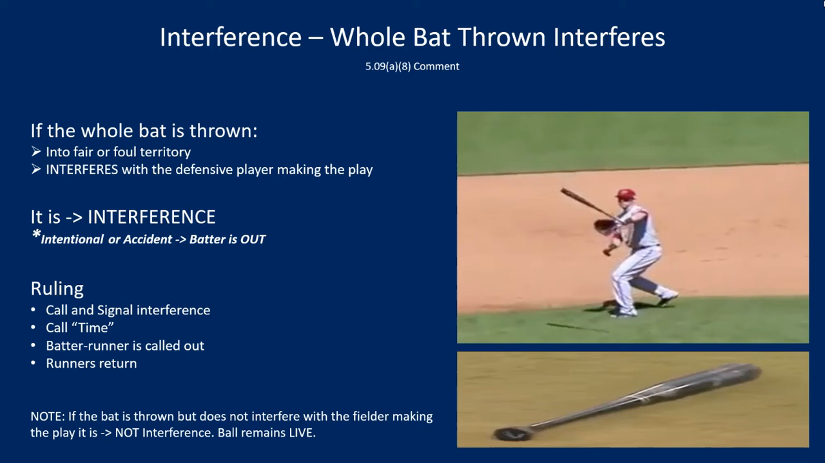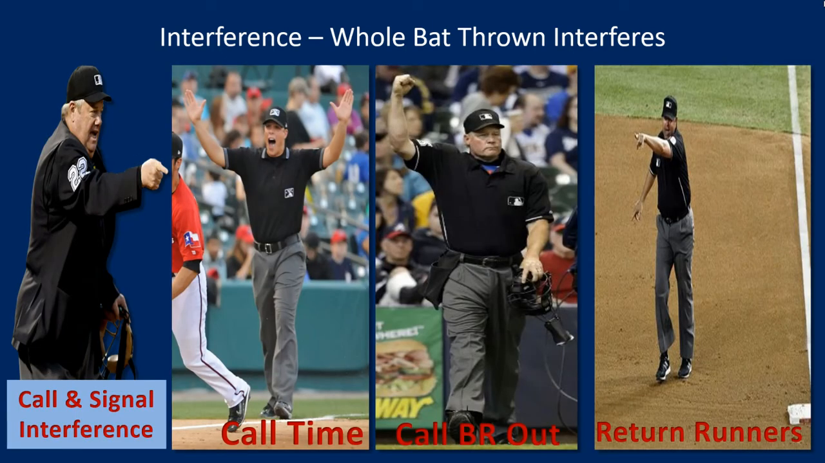If we decide that it's not interference because the ball is not being fielded by the fielder who got hit with the bat, the ball remains live. The whole bat interferes. We call and signal interference. We call time. We call the batter runner out, and we return the runners. So that's the whole bat being thrown and interfering.